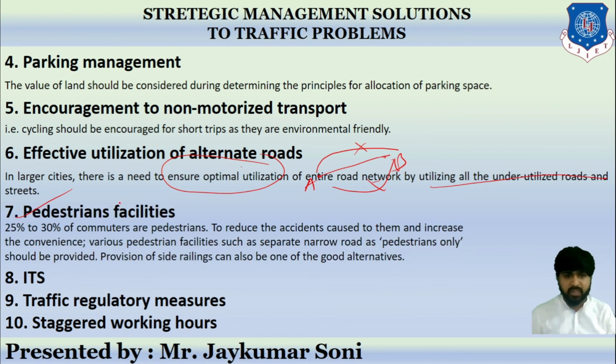Then pedestrian facilities should be provided, because we know that 20 to 30% of the kilometers traveled are by pedestrians. So in order to reduce accidents, we should improve the facilities. We can provide an intelligent traffic system, we can provide traffic regulatory measures, and we can provide staggered working hours or flexible working hours.